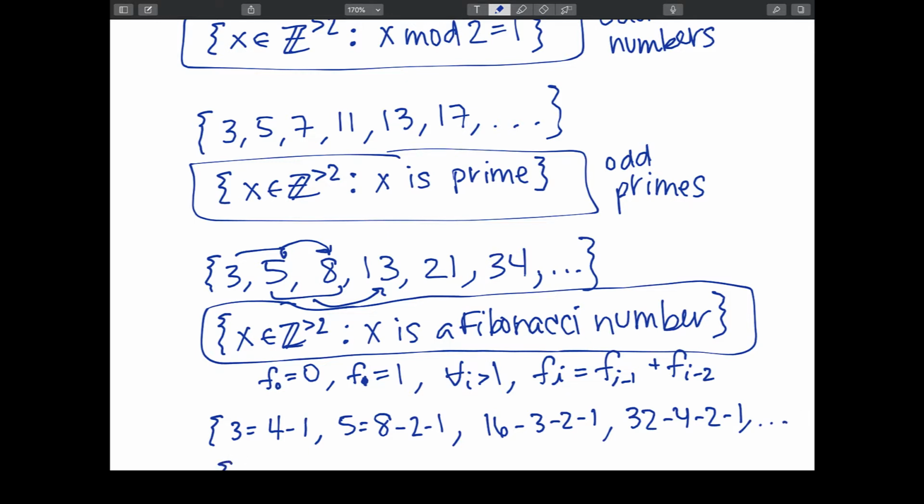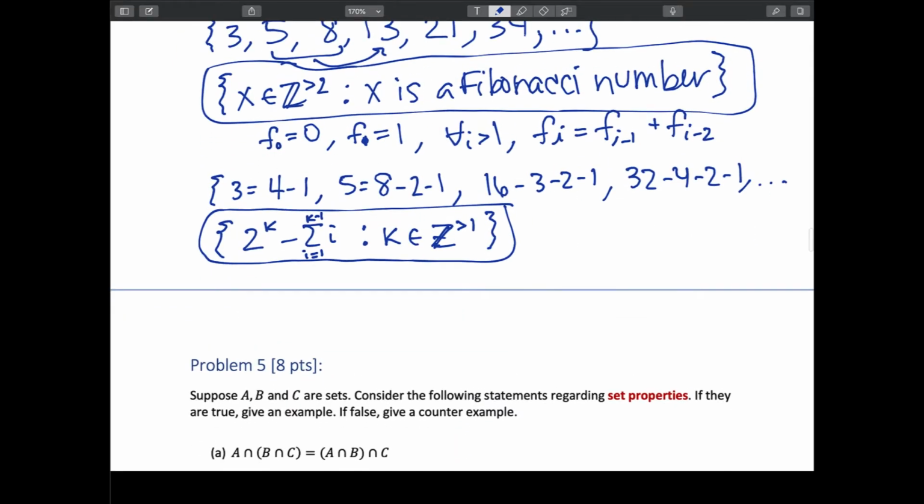And if you see that pattern, 2 to the k minus the sum for i equals 1 to k minus 1 of 2^i, such that k is in Z greater than 1. So from 2 upward. And there's an odd one. There's an unusual one. But the list goes on. There's no limit to this. And as long as your set abstraction works, it's all good.